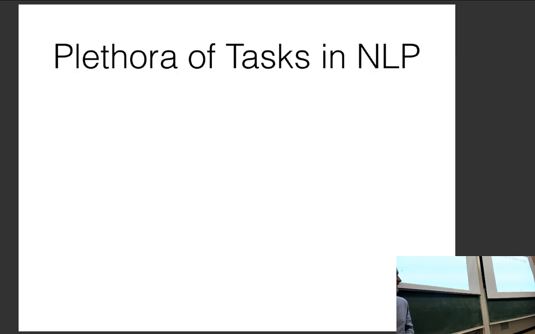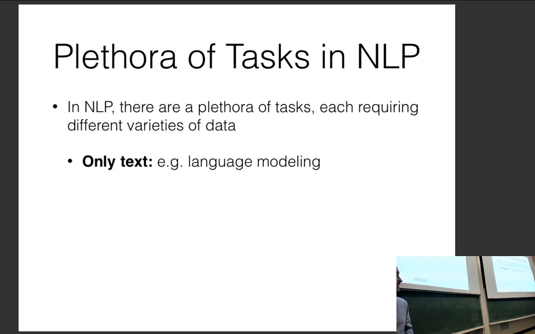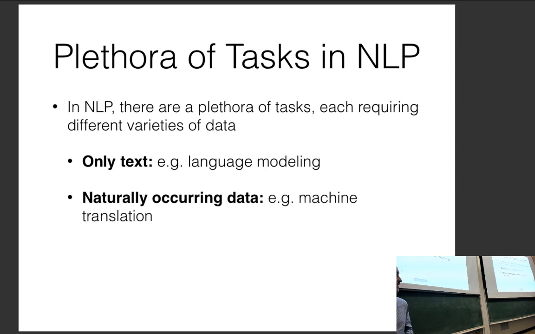So we have many, many tasks in NLP. Only text would be language modeling. There are other ones where we can get lots of naturally occurring data. We don't have to hire anyone to make data for us, usually. So that would be machine translation or other forms of weakly supervised learning, where, for example, we could get data from Wikipedia, where we're lucky to have lots of volunteers naturally creating data for us.